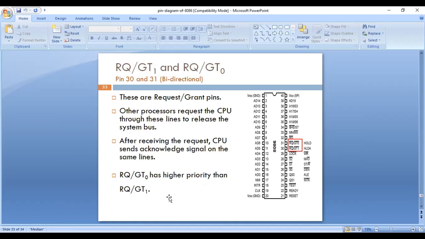Next, request and grant. These are the request and grant pins at pin number 30 and 31, and these are bidirectional pins. After receiving this request, the CPU will send the acknowledge signal on the same lines. So the other processors request the CPU to release these lines for the system bus.